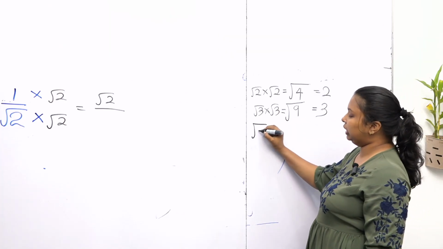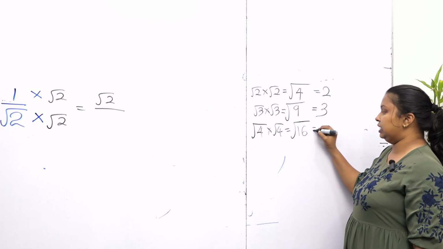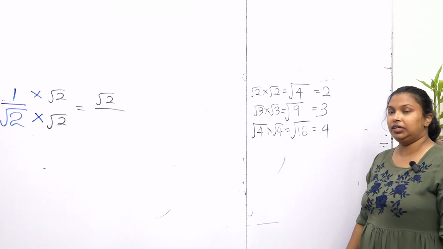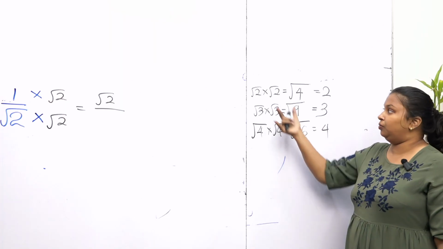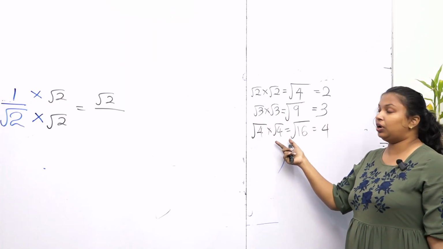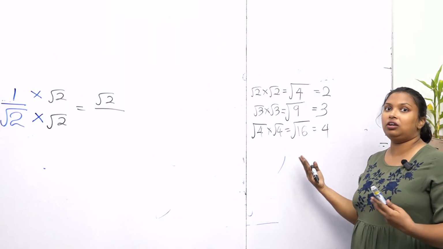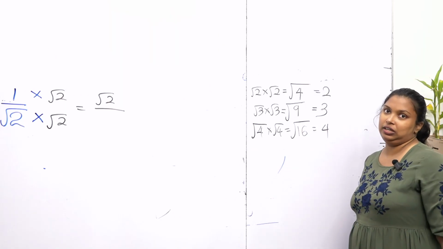What do you think about root 4 times root 4? Root 16, and that is 4. Then identify the pattern. Root 2 times root 2, 2. Root 3 times root 3, 3. Root 4 times root 4, 4. Root 10 times root 10, 10. Root 100 times root 100, 100.